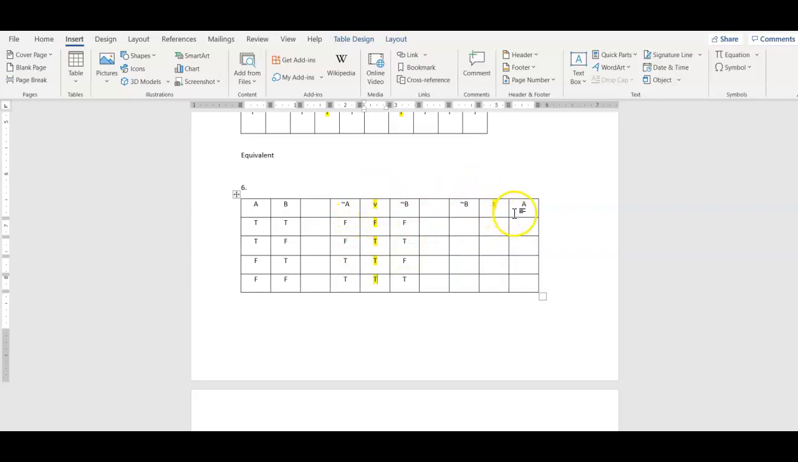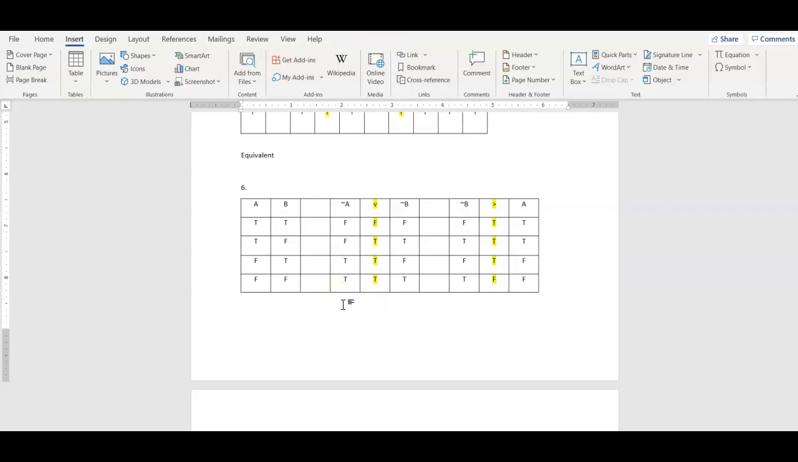Second sentence is not B conditional A. So again, not B is F, T, F, T. A we know is T, T, F, F. It's a conditional, so it comes out true unless the antecedent is true and the consequent is false, which we have on the very last line. All right, so that's our 2 truth tables.